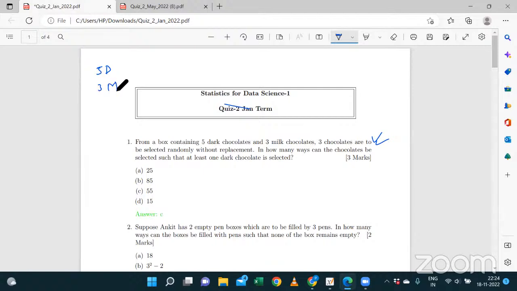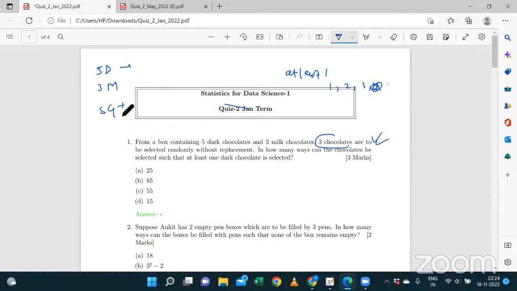So 3 chocolates are to be selected randomly without replacement. In how many ways can the chocolates be selected such that at least one dark chocolate is there? So what is the meaning of at least one dark chocolate? At least one means it can be 1, 2, 3, 4, and so on. But we are selecting 3, so it will be only up to 3.